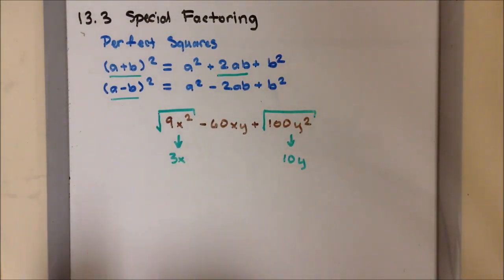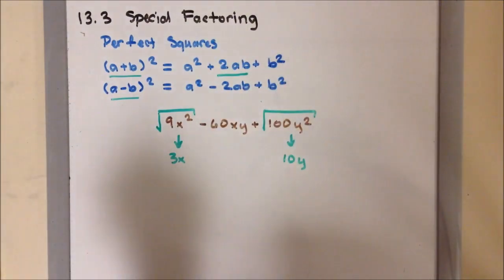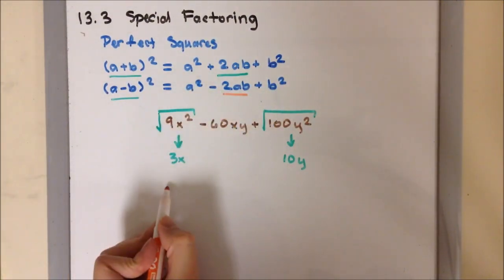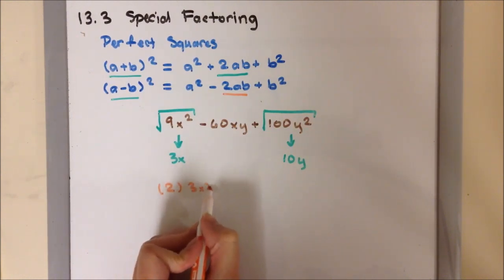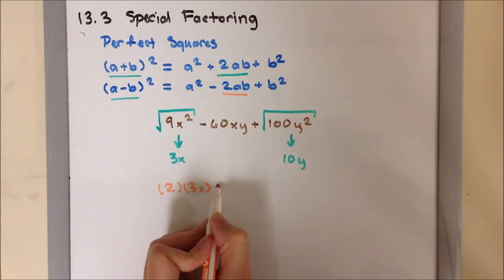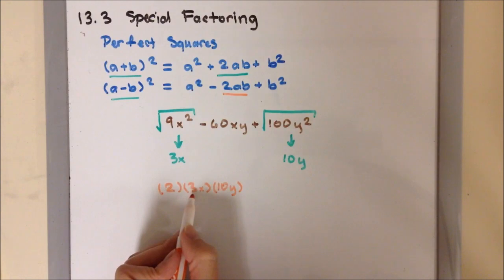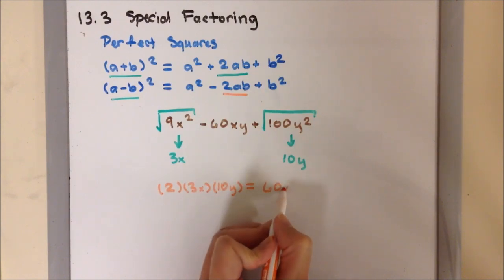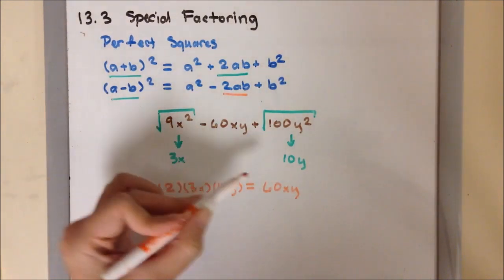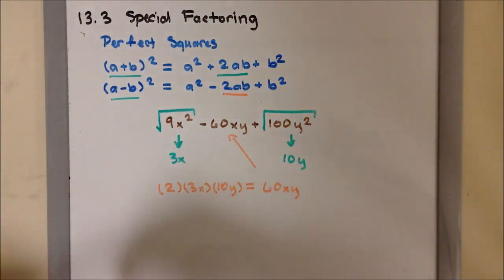Alright. After that, I'm going to check the middle term, the 2ab. So 2 times my a value, which is 3x, times my b value, which is 10y. 2 times 3x is 6x, and then 6x times 10y will be 60xy. So it does match with the middle term. So this is indeed a perfect square.